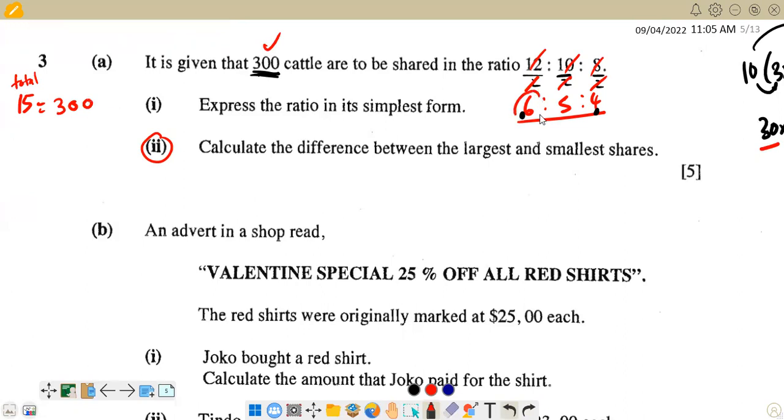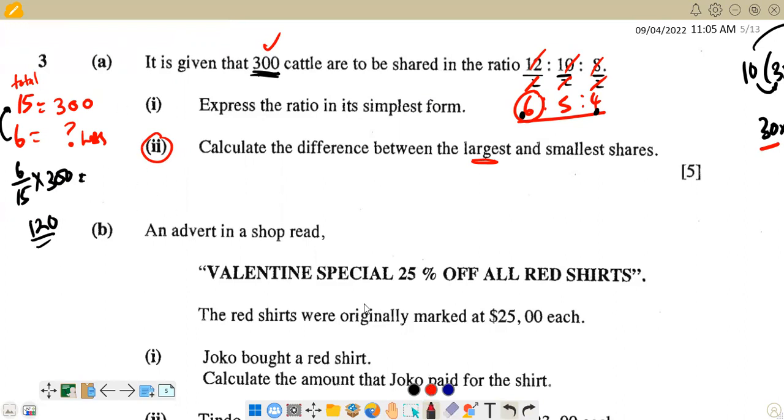So what about 6, which is the largest? Because we need the difference, we have to find the largest first, which is 6, equivalent to what you do not know in this case. So that will be less. So as you can see, to find this is going to be 6 over 15 multiplied by 300. And if we do this, we are going to obtain 120. So these are 120 cattle that we are having.